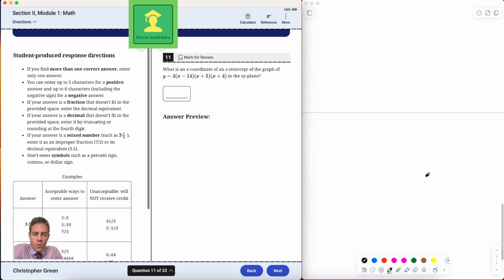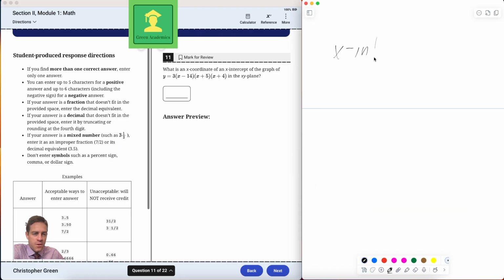What is an x-coordinate of an x-intercept of the graph of that in the xy plane? So x-intercepts, also known as roots or zeros or solutions.